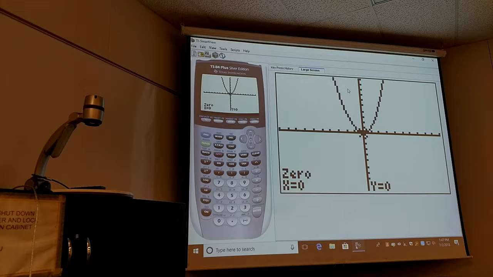Yes? And then we could just use the calculator to check our work, right? Oh, if you got the calculator, I can't stop you from checking everything. Yeah.